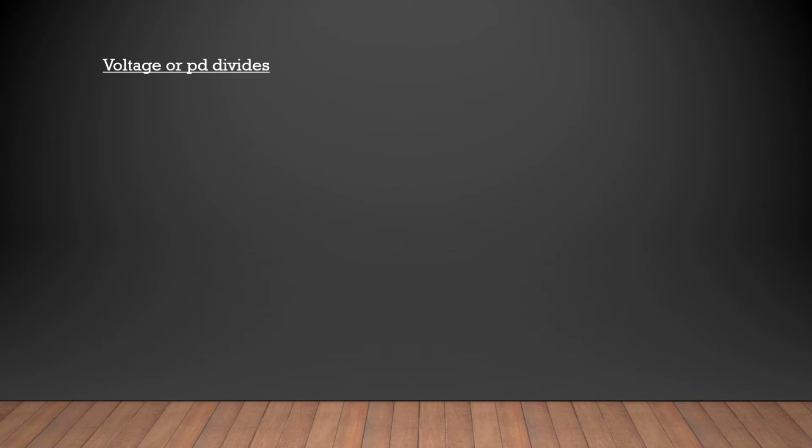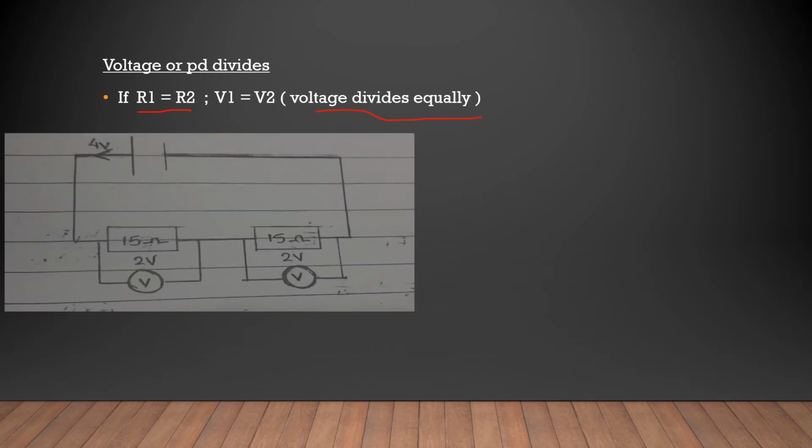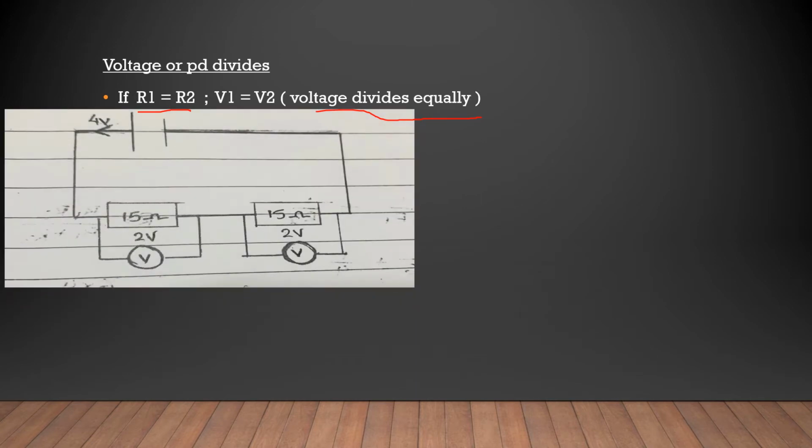Then how does the voltage or potential vary in a series connection? In a series connection, voltage or potential will divide. We can check how the voltage is dividing. If R1 is equal to R2, then the voltage divides equally. See this figure. Here we have two resistors. One is 15 ohm and the second one is also 15 ohm. That means R1 is equal to R2. In that case, what is our condition? V1 is equal to V2. That is, voltage will divide equally.